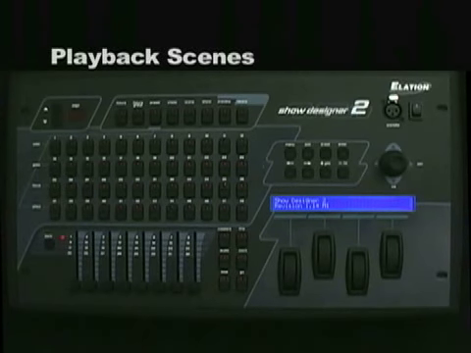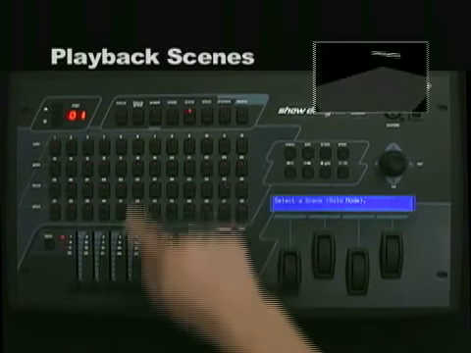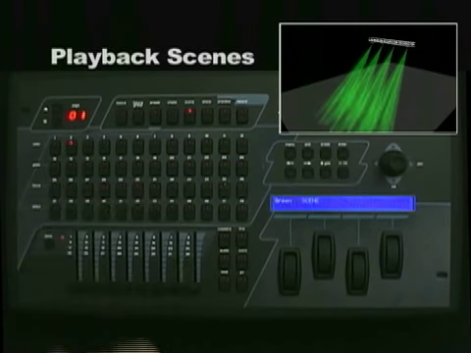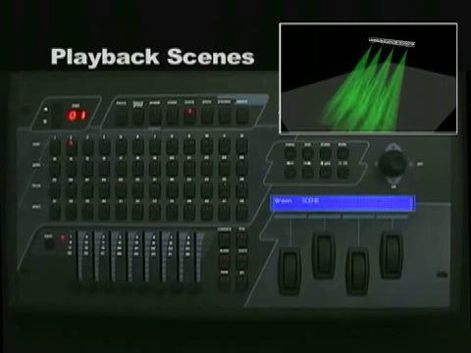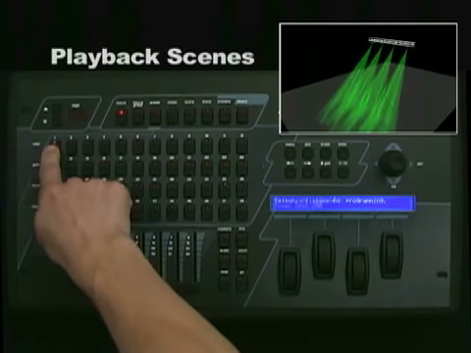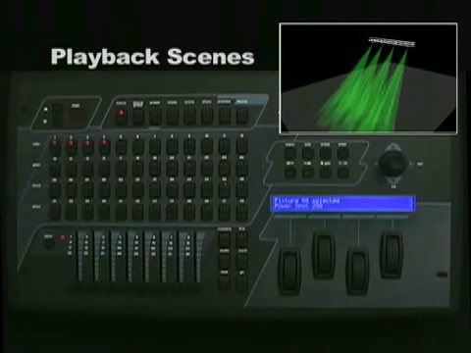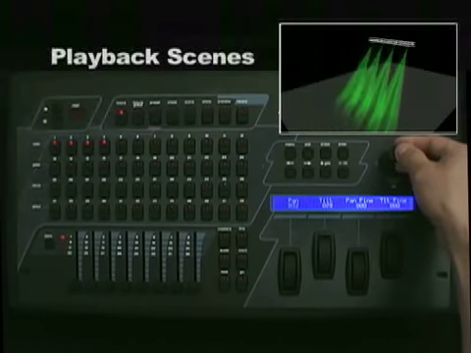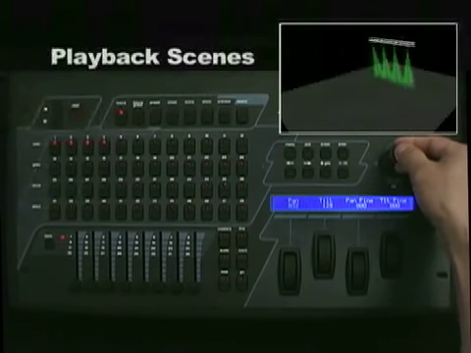To play back a scene, press the Scene button, followed by the desired scene that you wish to play back. It will play back immediately. You can then select the Fixture button, select fixtures that are included into that scene, and make adjustments on the fly to record a new scene.